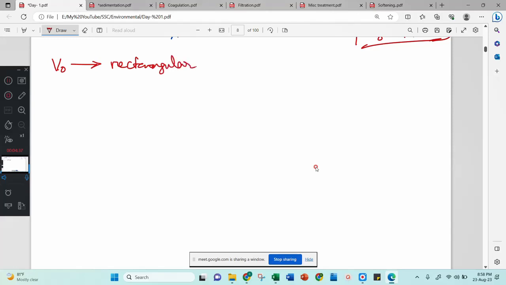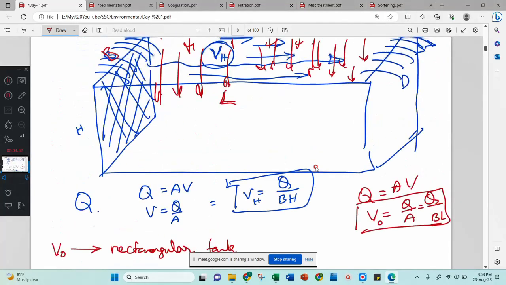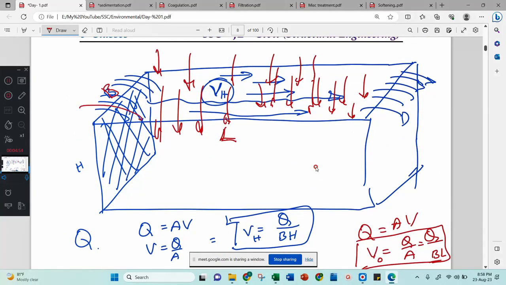V naught doesn't have any particular meaning in a rectangular tank, but V naught, the overflow rate, has a great meaning in a circular tank. How does a circular tank work? In the rectangular tank, I already told you that the water will enter from here, flow through, and come out.